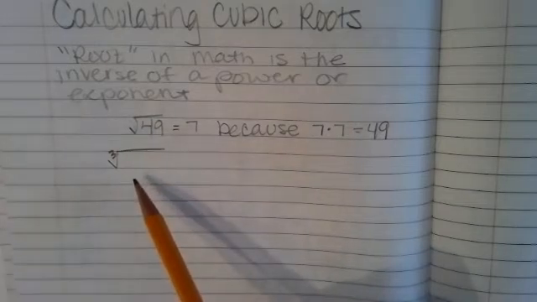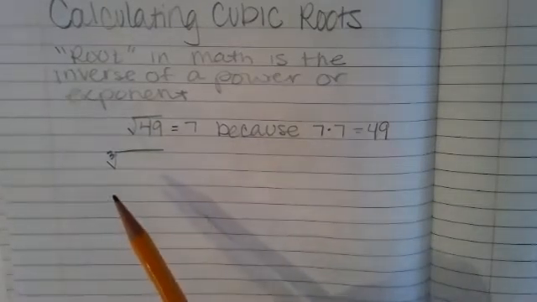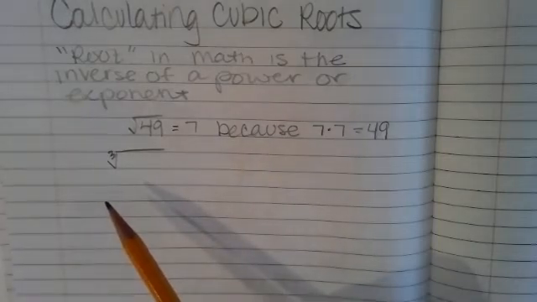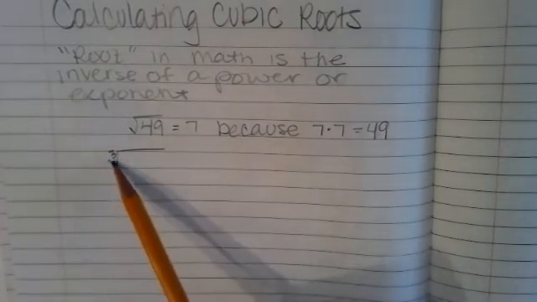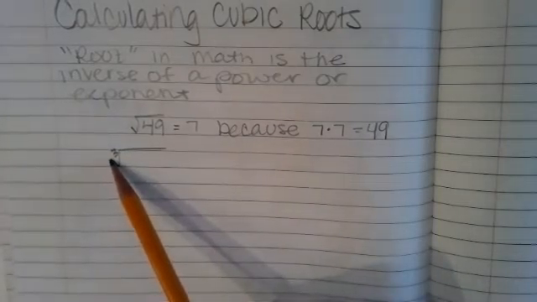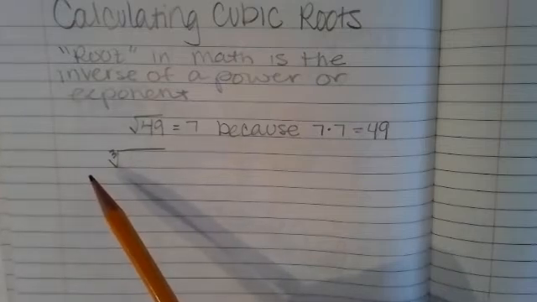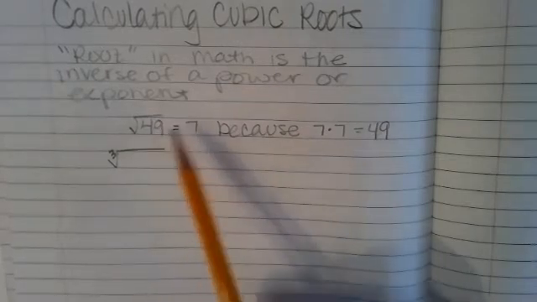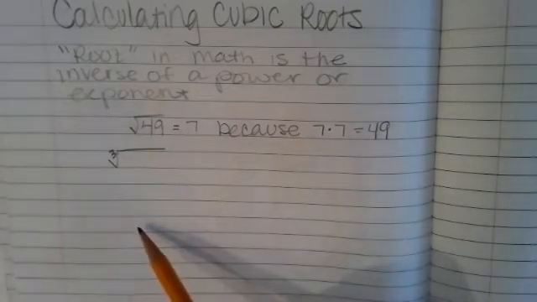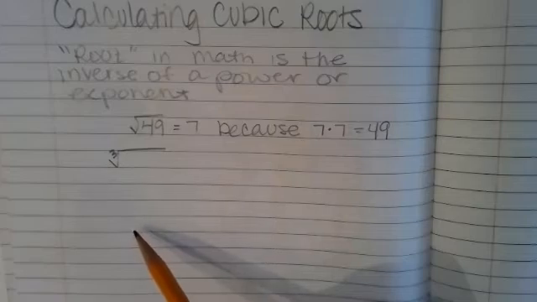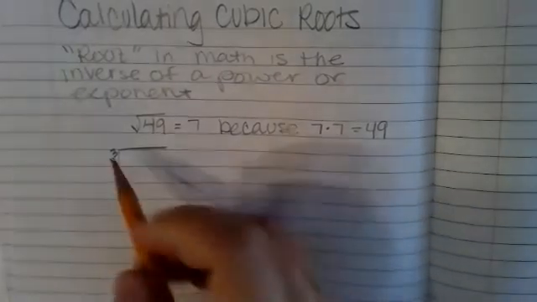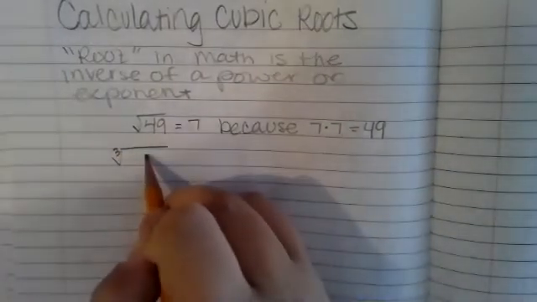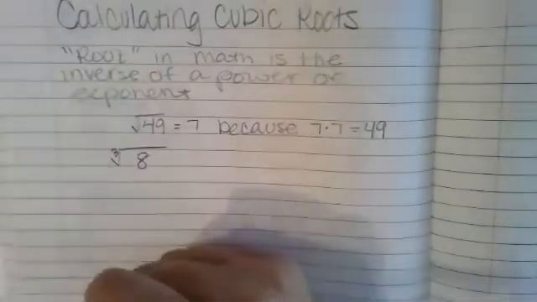However, when I am solving for other types of roots, like a cubic root, the index changes and I have a 3 there now. And that 3 lets me know that instead of 2 numbers that multiply together to create what's underneath my radical, I need to find 3 numbers that are the same that multiply together. So let's say I'm trying to find the cubic root of 8.